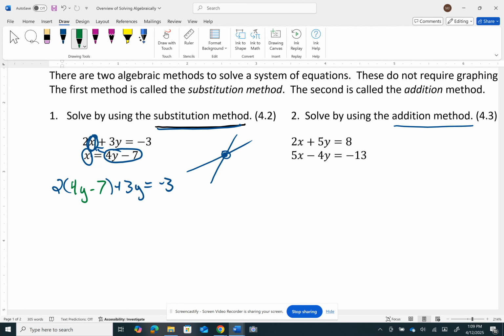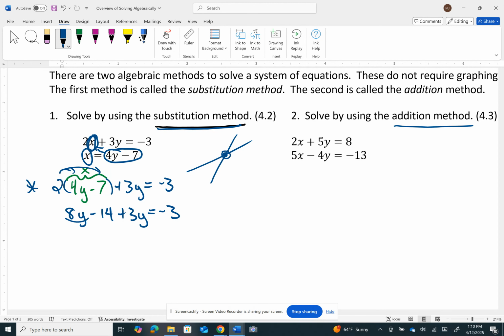Now everything else still needs to be there. So all I did was right here where there used to be an x, right? It used to be 2x plus 3y equals negative 3. So where the x used to be, I'm putting the 4y minus 7. Now at this point right here, I'm now back to a chapter 2 type situation. So I'm going to distribute the 2. I'd get 8y minus 14 plus 3y equals negative 3.